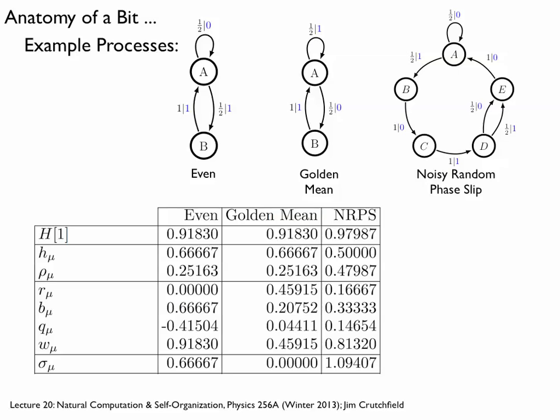R mu over H1 in the golden mean process is 1 over 2. Is it exactly 1 over 2? For the golden mean, I can find out.